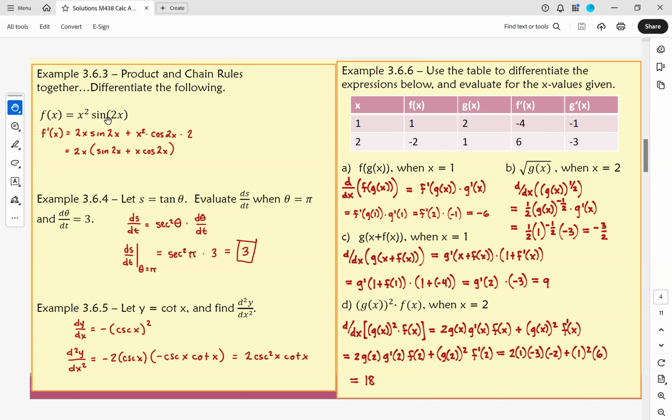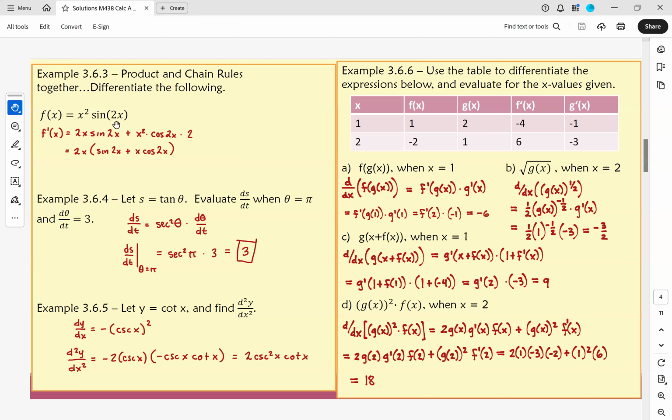chain rule. But f prime has us taking the derivative of the first component multiplied by the second component of the product, unmodified, and a plus sign followed by the original first component, now times the derivative of the second, and this is where the chain rule comes in.